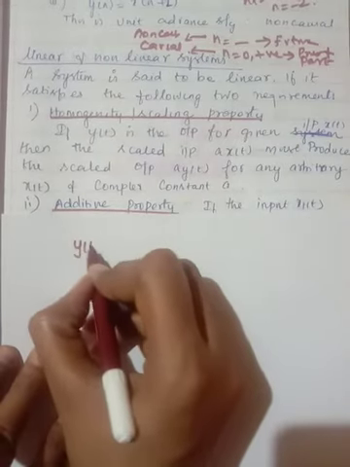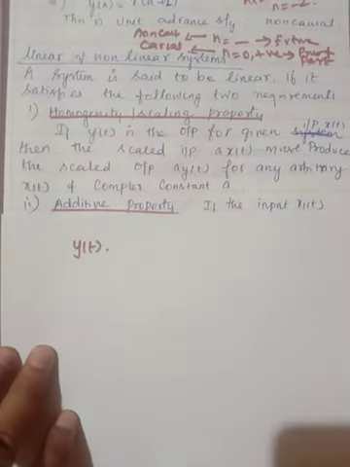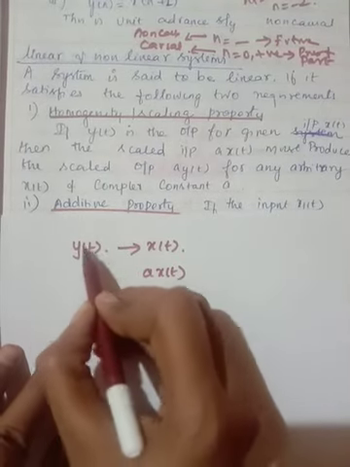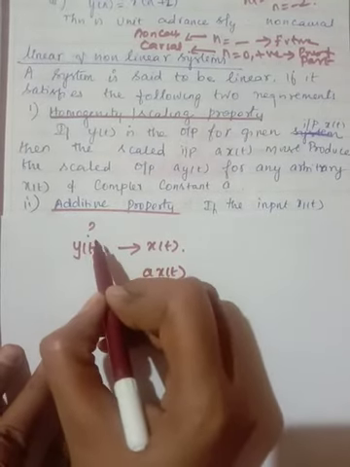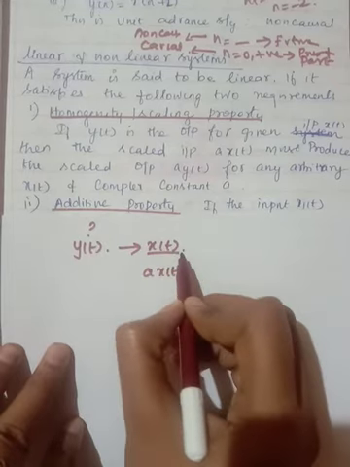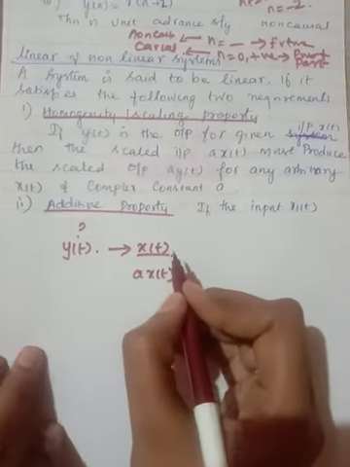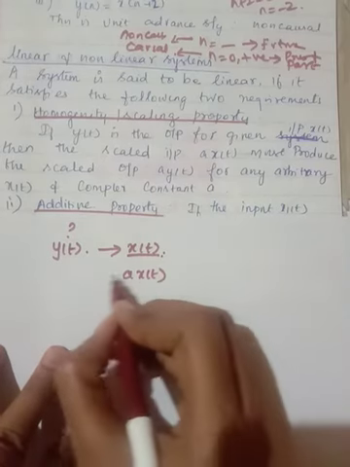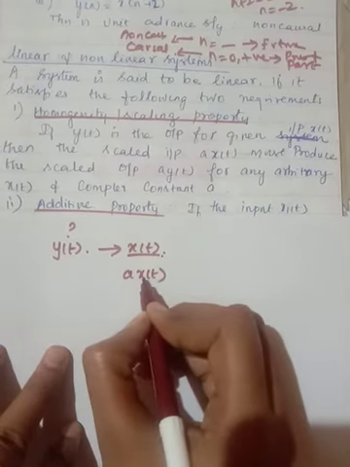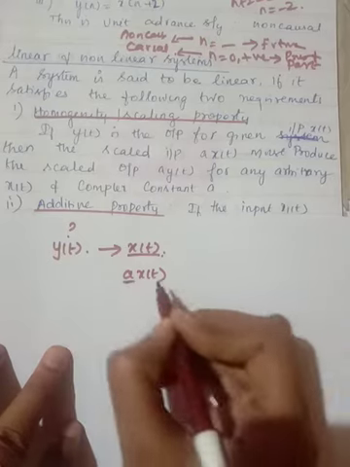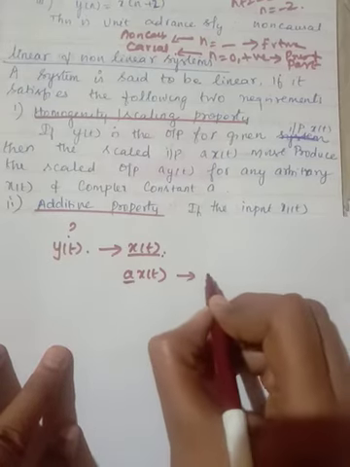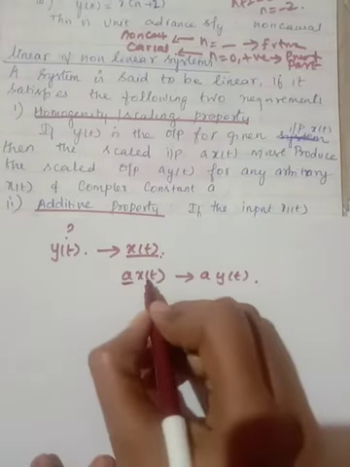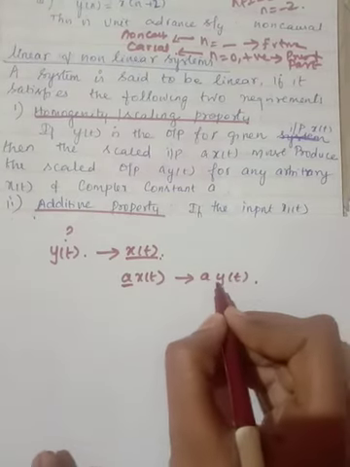Consider an output y of t. Here you are getting this output y of t for input x of t. So if I am giving any signal x of t, I am getting y of t. Now I am scaling the signal by a factor a. So what I have to get is a into y of t. So if I scale the input, the output should automatically scale.